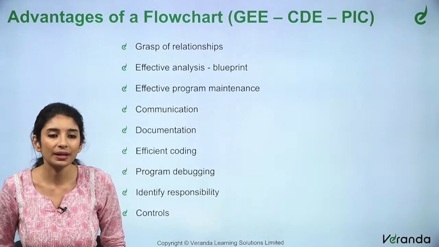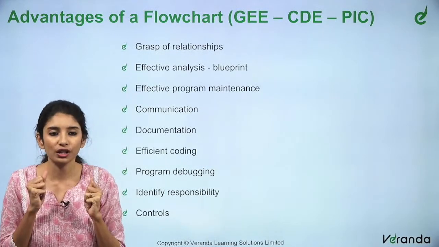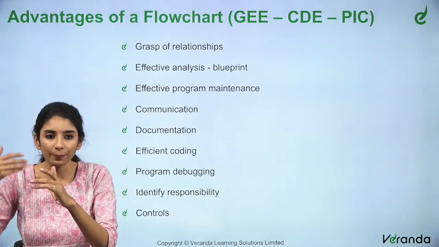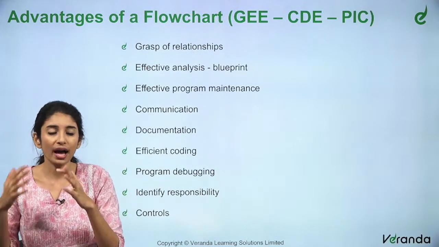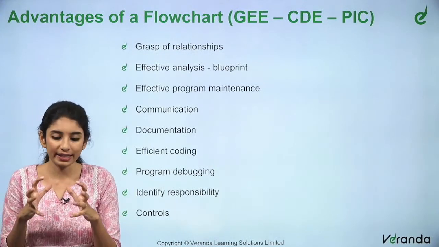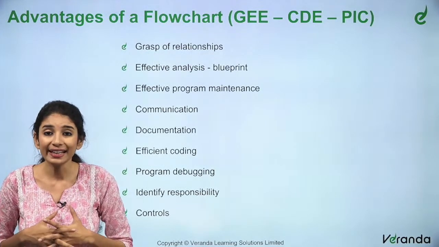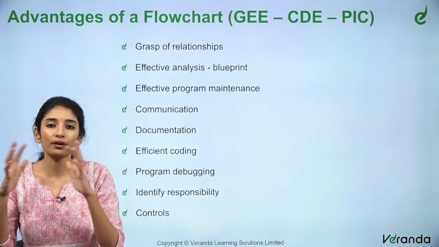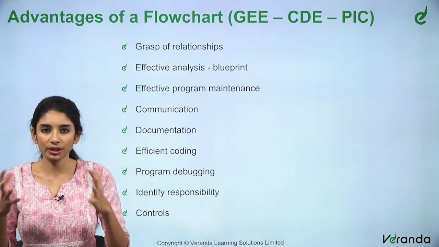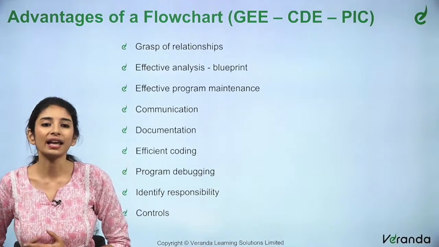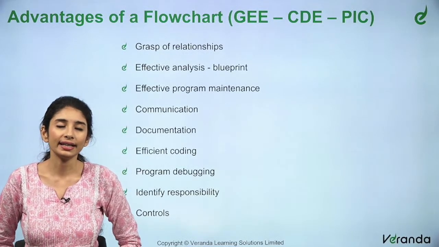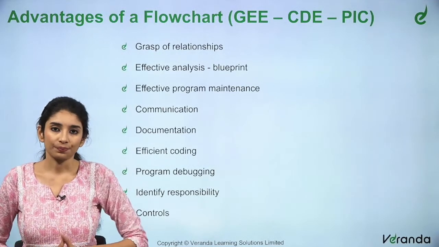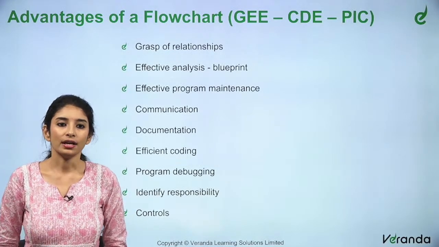GEECDEPIC. Now GEE. G stands for grasp of relationships. A flowchart will help you understand what process is to be done first, what process is to be done next, who is supposed to do it, yeah? Grasp of relationship between data or between the processes. GEE. E stands for effective analysis, or an effective blueprint of the entire problem solution zone. So effective analysis of the blueprint. Third is GEE: effective program maintenance. Clear? Effective program maintenance.